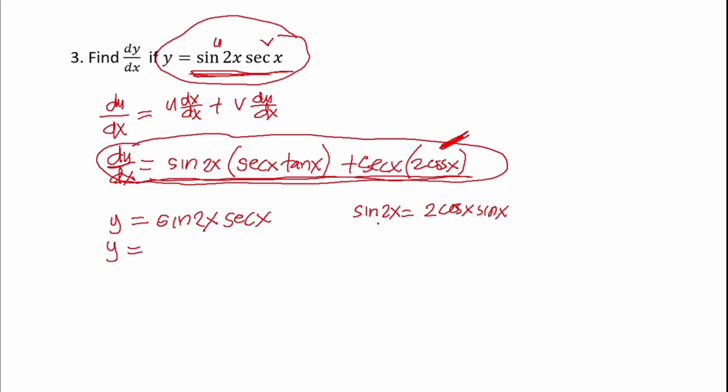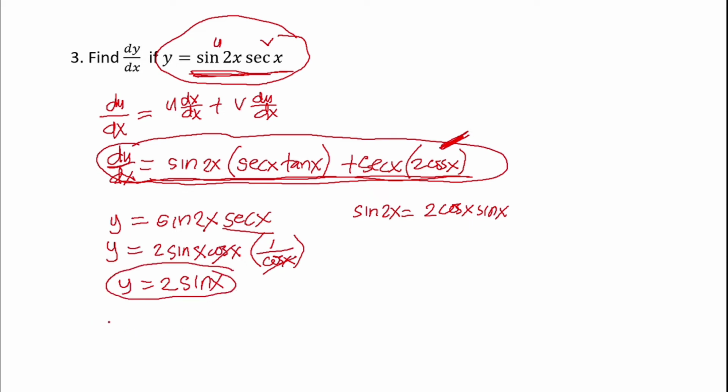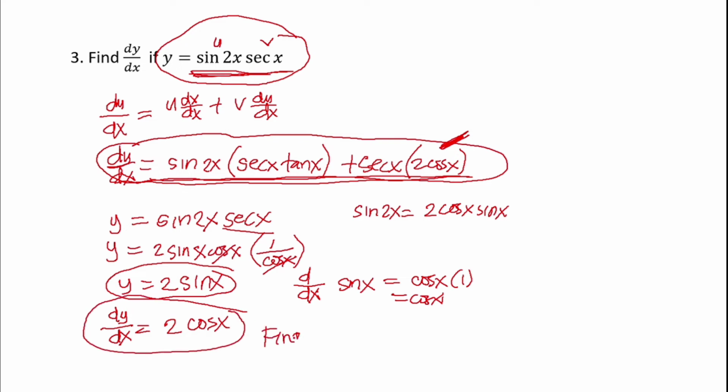So we have here identities. Okay, so 2 sine x cos x, and the identity of sec x is equal to 1 over cos x. So simplify. So y is equal to 2 sine x. Ito pala ang ating i-differentiate. Okay, so derivative dx of sine x is equal to, what is the derivative of sine? We have cos x times 1 or cos x. So therefore, derivative of y with respect to x is equal to 2 cos x. So this would be the final answer.